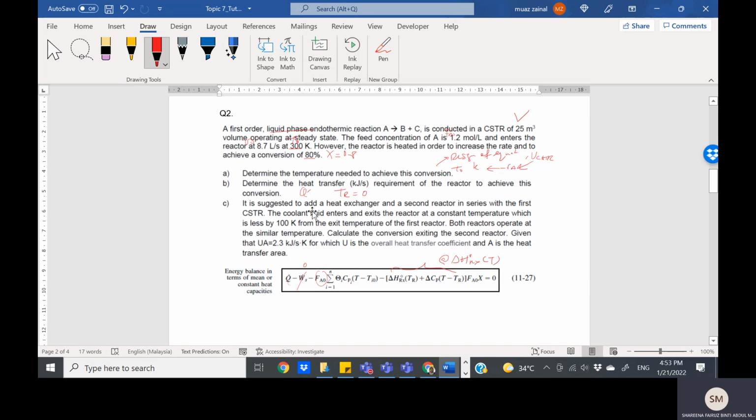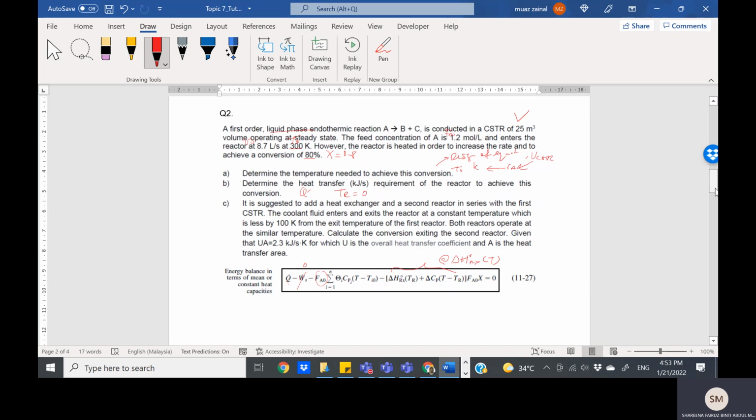It is suggested to add a heat exchanger and a second reactor in series with the first CSTR. The coolant fluid enters and exits the reactor at a constant temperature which is less by 100K from the exit temperature of the first reactor. Both reactors operate at a similar temperature. Calculate the conversion exiting the second reactor given that UA is 2.3 kilojoule per second.